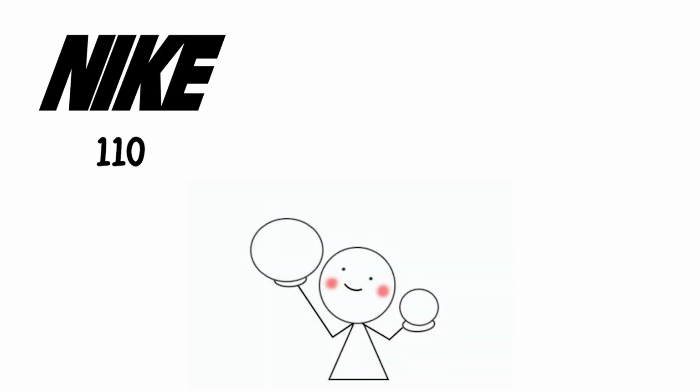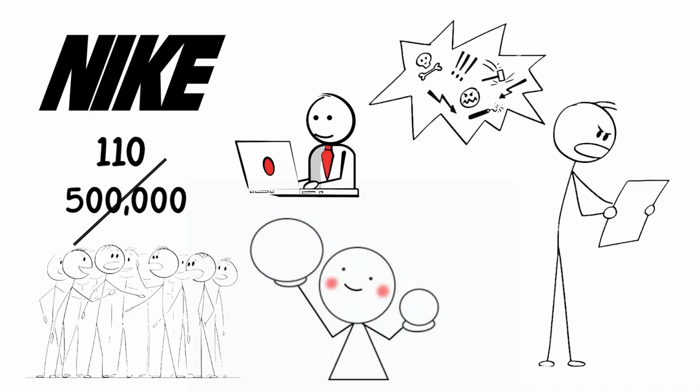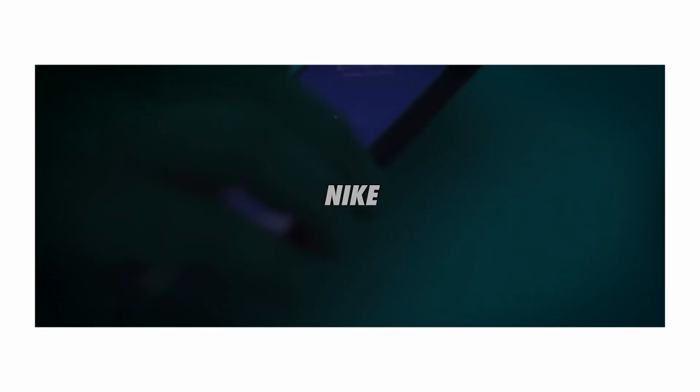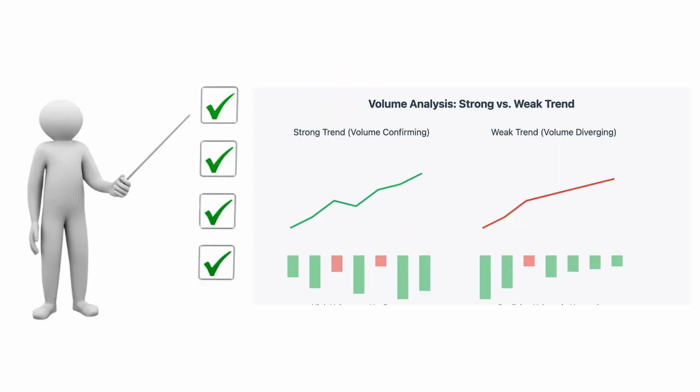Compare that to a different scenario. Nike breaks above 110, but volume is only 500,000, half the normal amount. Tiny crowd. This tells you the breakout is weak. Just a few random people buying, not serious money. Sure enough, Nike gets pushed back below 110 the next day. Fake breakout. Volume warned you. Always check volume on big moves. If the volume matches the move, it's probably real. If volume is weak, be careful.